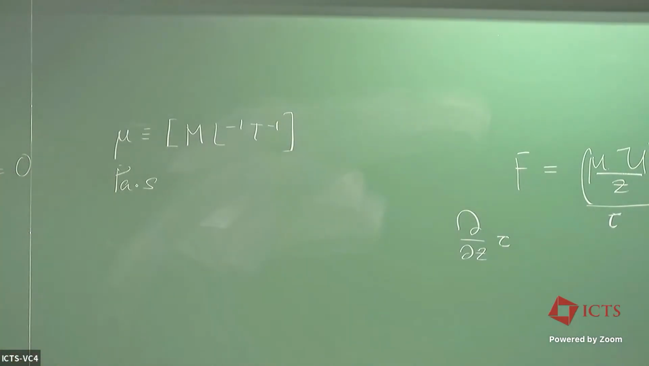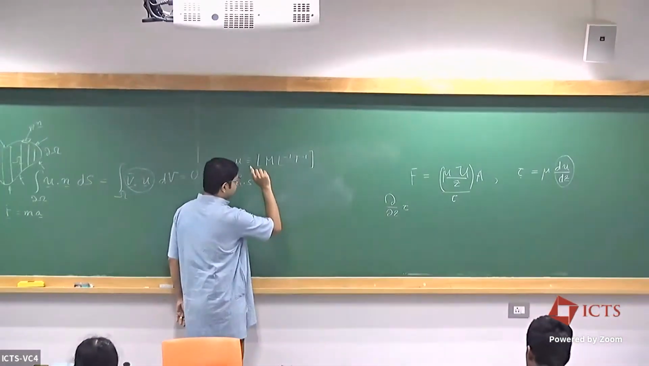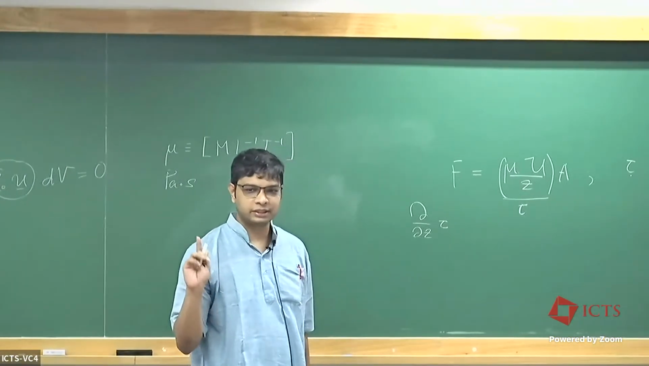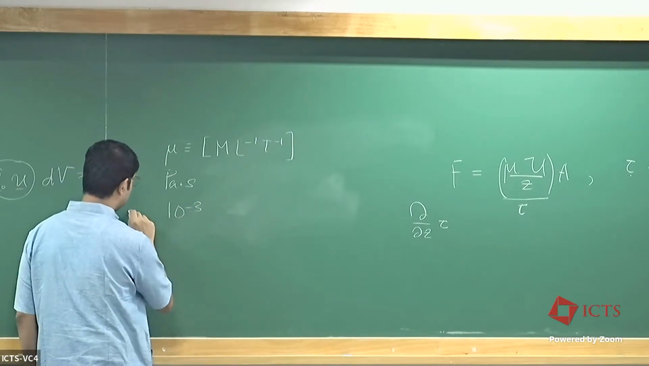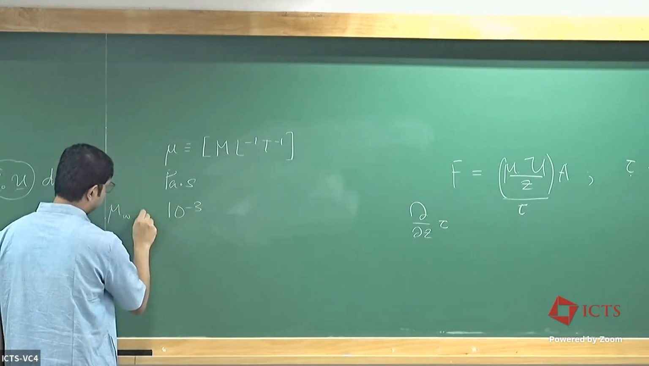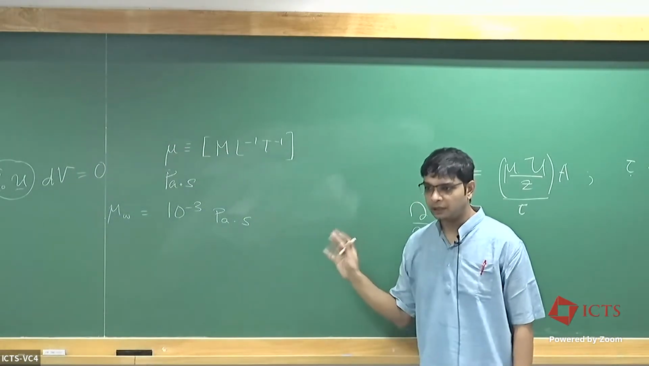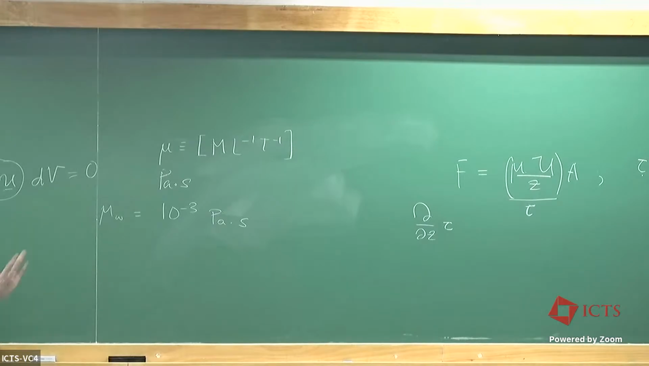What is the viscosity of water in Pascal seconds? Does anyone know how viscous water is? 1 into 10 to the power minus... Okay, that's not quite correct. I think I know what you're hinting at. There is another quantity called kinematic viscosity, but we'll come to that later. It's 10 to the power minus 3 Pascal seconds. So this is mu water. This is something that we should remember for this course, because all the stuff is going to be in water. So that's about this piece.